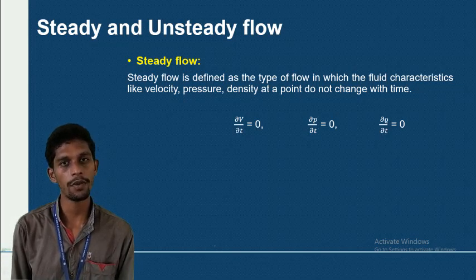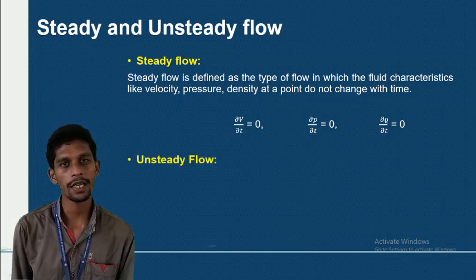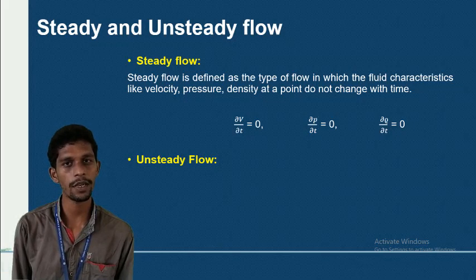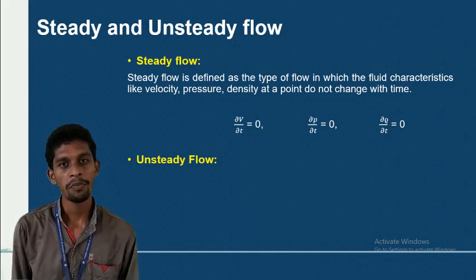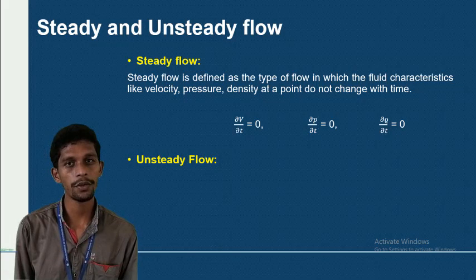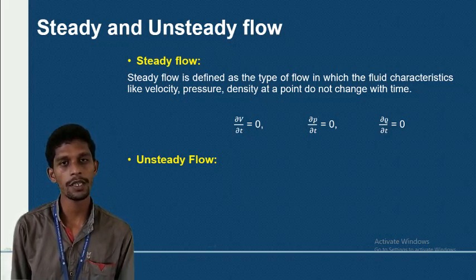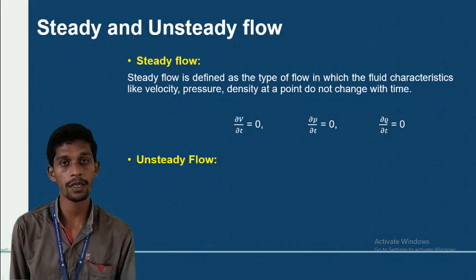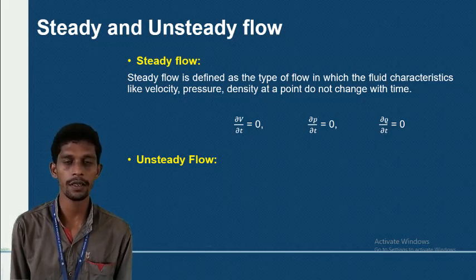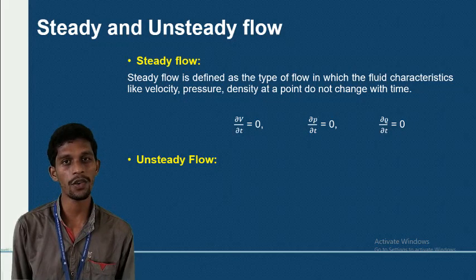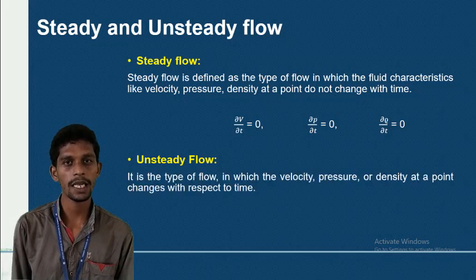What about the unsteady flow? The unsteady flow is defined as quite the opposite. Unsteady flow is the flow in which the properties change with respect to time. So if time changes from 1 minute to 3 minutes, the properties might be different at 1 minute and at 3 minutes. So the point is the properties of the flow are changing with respect to time. That particular flow is called unsteady flow.